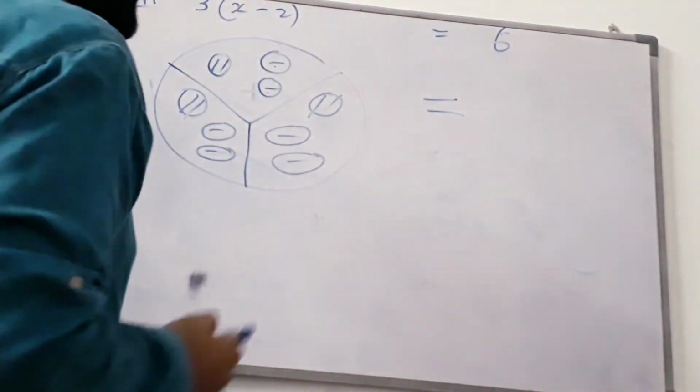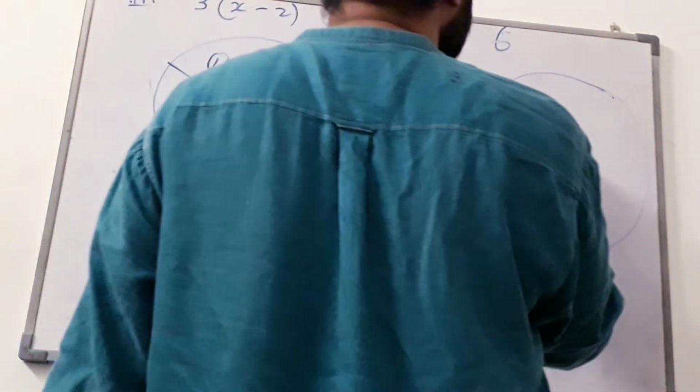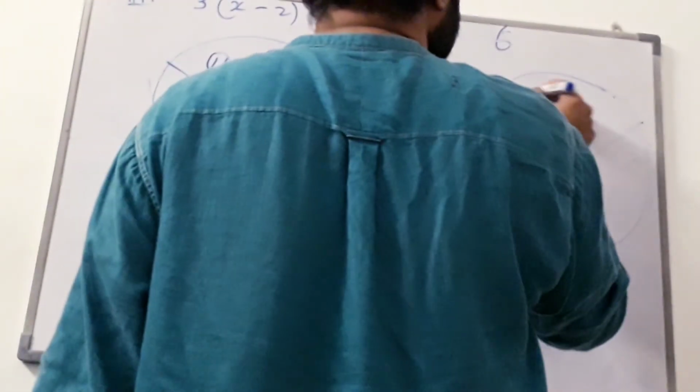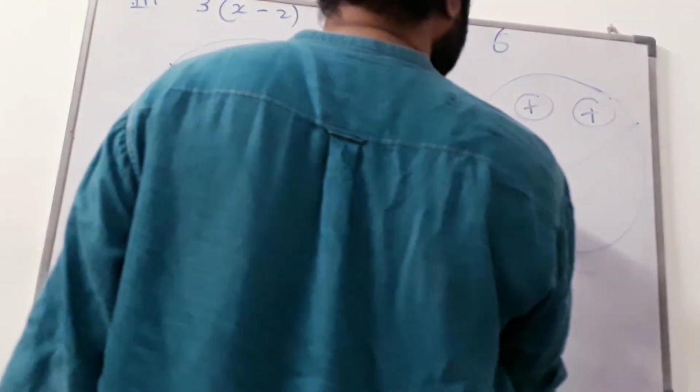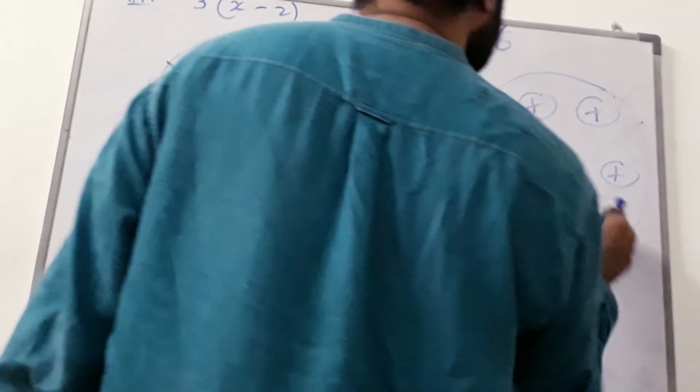That means here there are 6. So I am going to divide this 6 also into 3 equal parts, 3 equal sectors. Hence here there are 2 pluses. Here also 2 pluses. Here also 2 pluses.